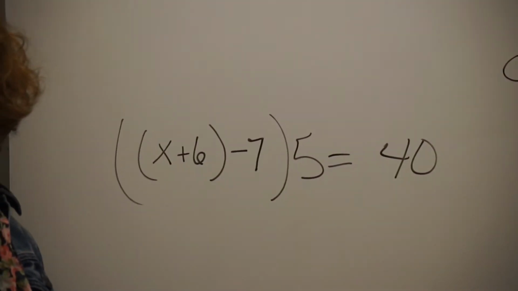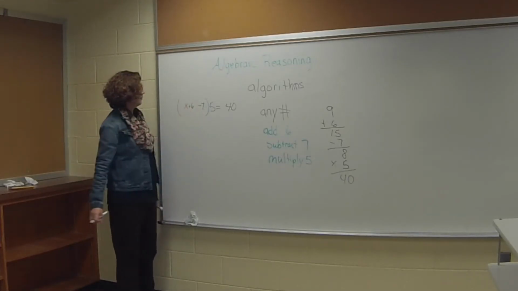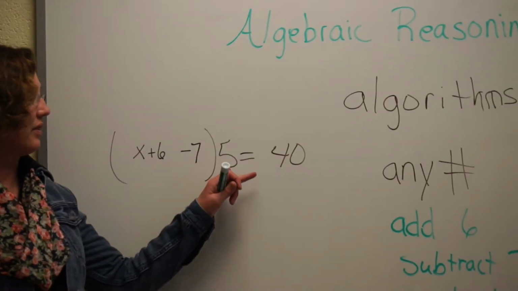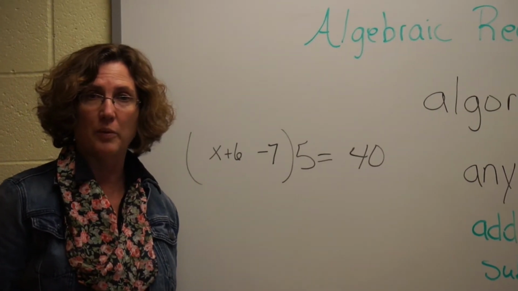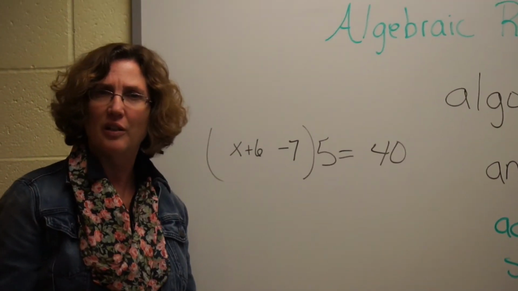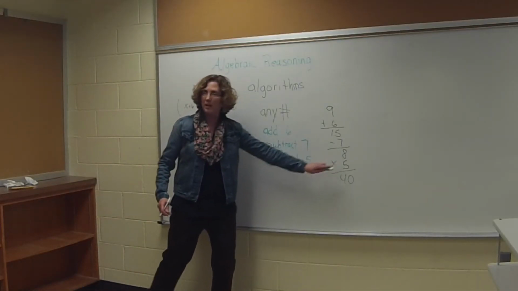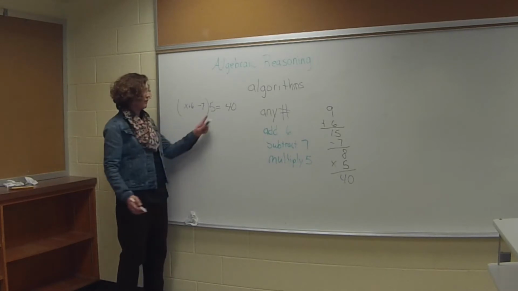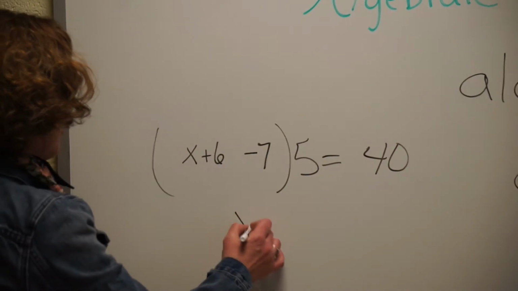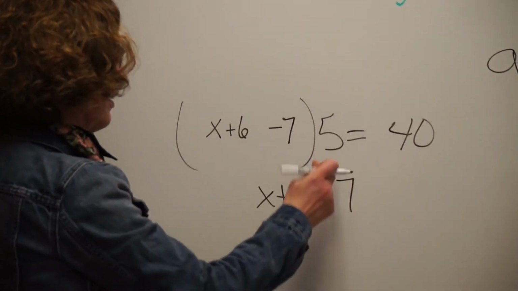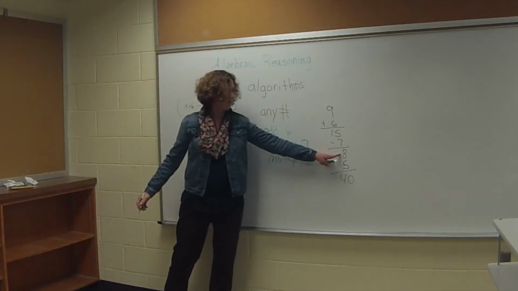You just did that problem. x plus 6 minus 7 times 5 equals 40. Now if you were presented with this algebra problem, you'd be like, oh, I can't do it. Let's work it backwards. You started out at 40. You multiplied by 5. So if you multiplied by 5, let's work it backwards. Backwards, opposite, we'd have to divide, correct? So x plus 6 minus 7 divided by 5 equals 8. There we are, 8.